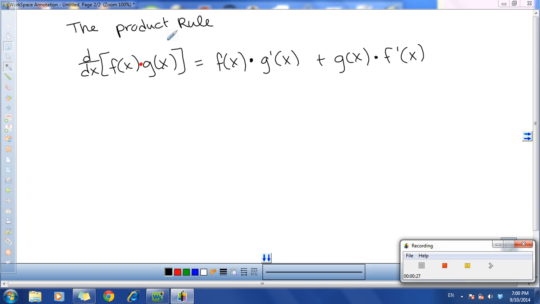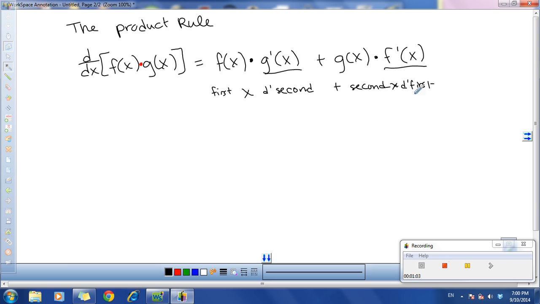So this is the product rule right here. The derivative of an expression times another expression, or a function times a different function, is we take the first one times the derivative of the second one plus the second one times the derivative of the first. So first times derivative of the second plus the second times the derivative of the first. Okay, and I'll show you an example of how to use this.